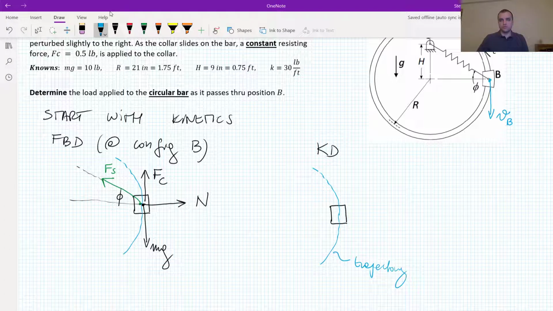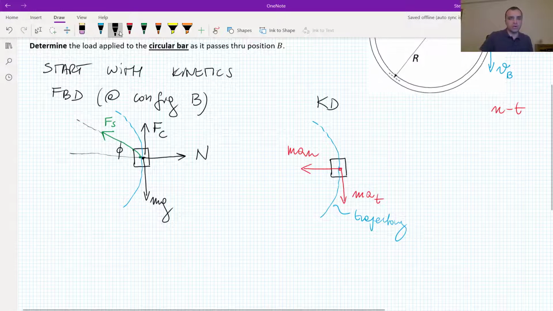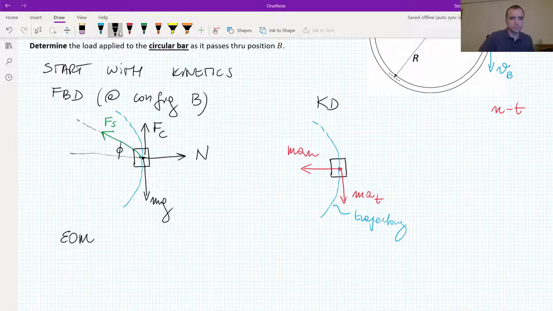Okay. Now again, this is our trajectory, which is clearly curvilinear. Our trajectory is a circle. So again, I would like to go for the n-t coordinate system. So our ma_t will be pointing this way, and ma_n will be pointing inside the circle. Okay, so I think that we are done with FBD, and we are also done with KD. Now we should focus on equations of motion. So we should write sum of forces in the t direction and sum of forces in the n direction, where this is positive direction and this is positive direction.